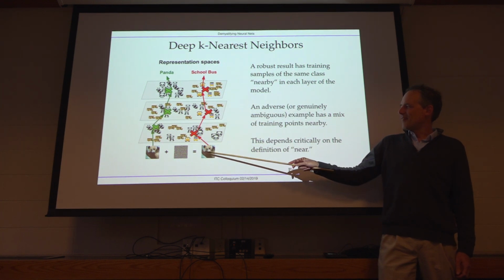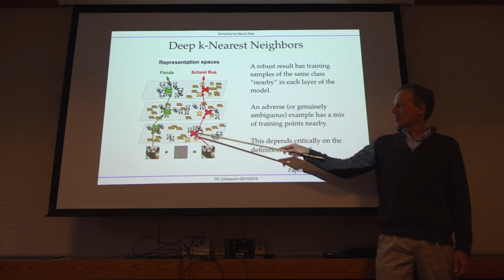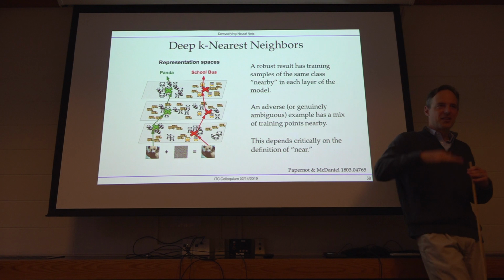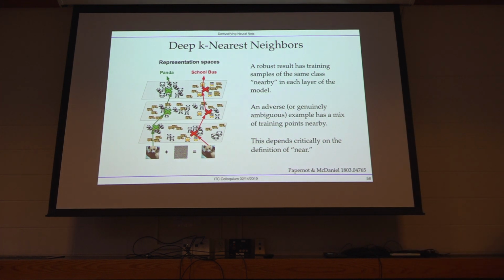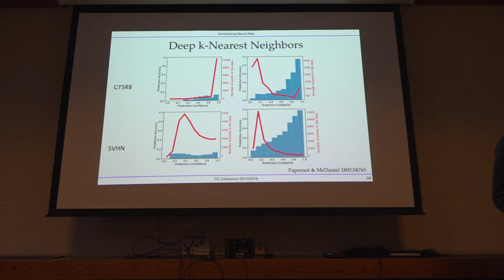Because if it's thought to be a school bus, I'm going to go through and see how many school buses are near it in all these layers, and it won't look right. What do you mean by near? They're just using something akin to the L2 metric on neural net node activation space. It's actually, I guess, the normalized dot product metric. And there's no reason to think that's optimal. I actually asked Nicolas Papernot about that.